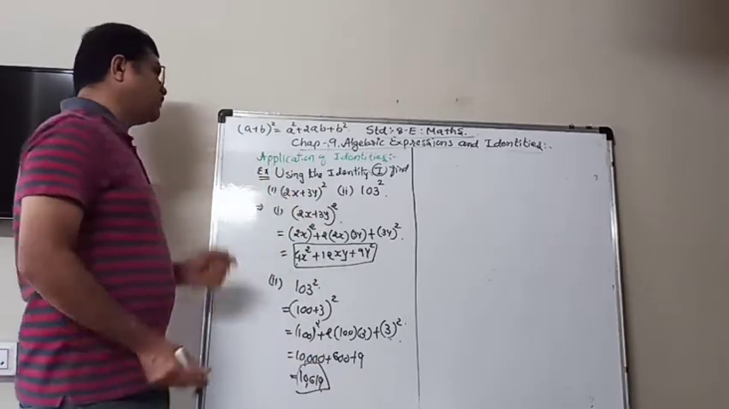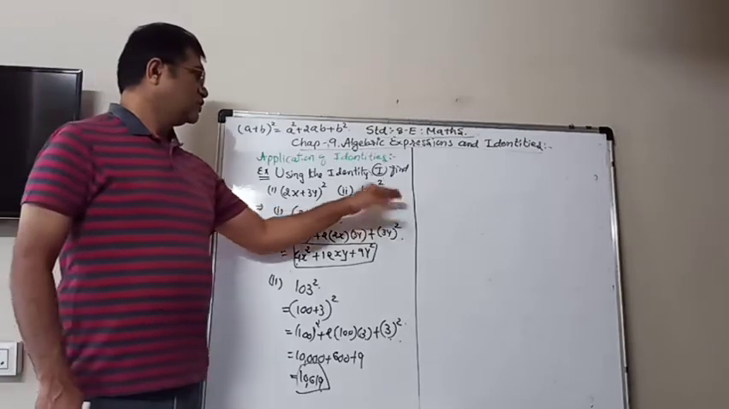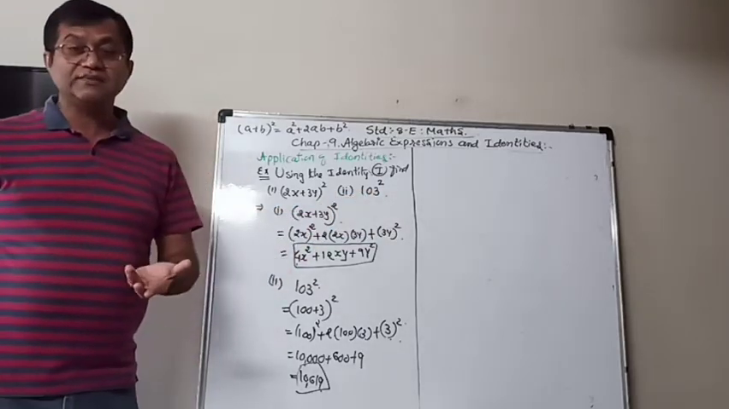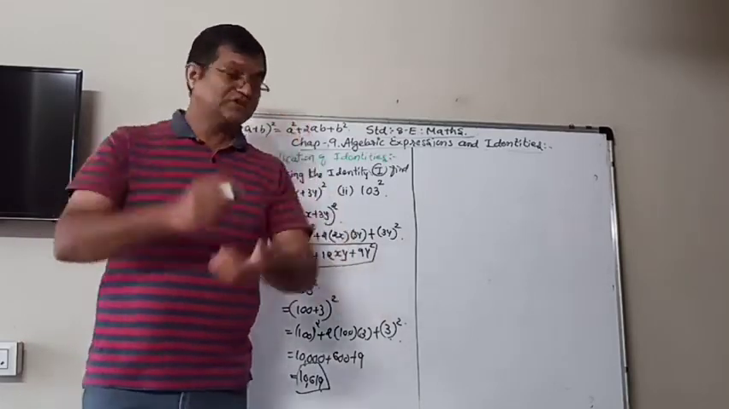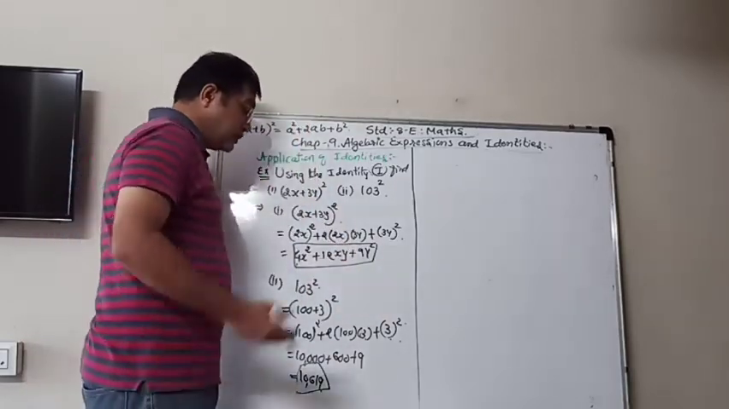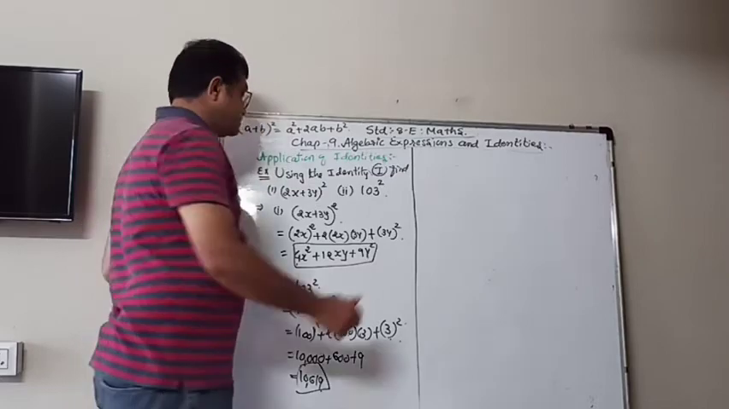So using identity 1, you have to check that 103 means 100 plus 3 and then its square. Then you can easily find the answer.